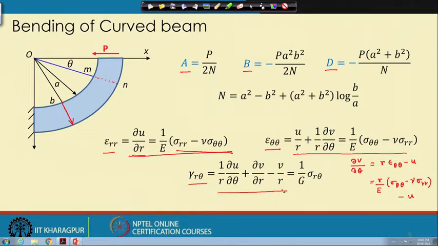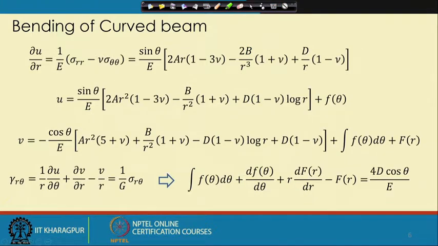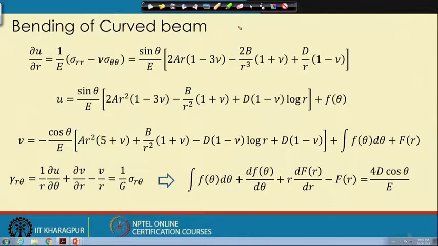Then we substitute into the shear strain, as in the previous case. Once we know the expressions of u and v, we take the derivative of u with respect to theta and the derivative of v with respect to r, substitute v by r, and sigma r theta we know from our stress solution. With this we can find the conditions. Now the same thing we are doing here.